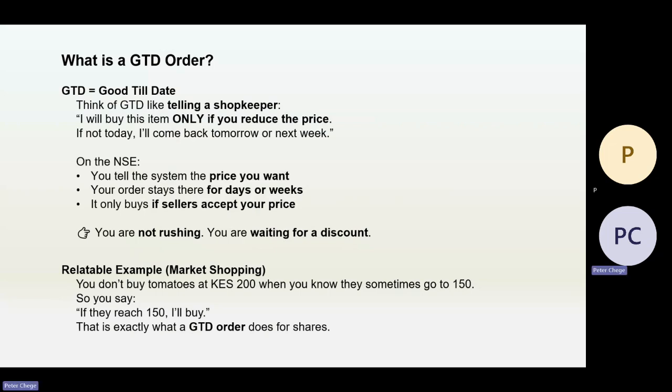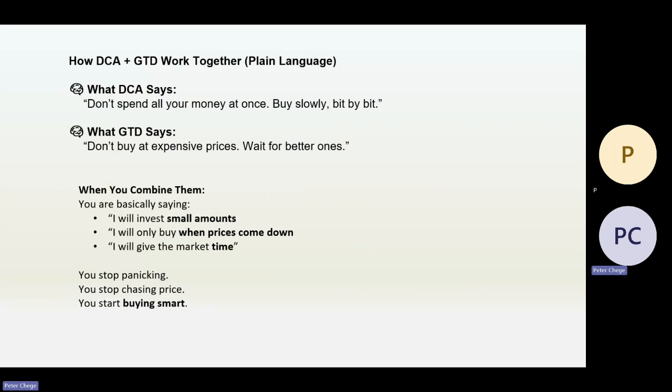So, relatable example: you want to buy tomatoes at 200, when you know they sometimes go all the way to 150. So you say, if they reach 150, I'll buy. So you keep on coming to the market, check, has it gone down? Maybe it's that season where there is low supply of tomatoes and you're seeing prices have started to fall. So you put your limit, I'll buy at 150. So when it comes to 150, then you exactly buy. That's exactly what GTD does for shares. You're putting lower prices, waiting for the prices to come down, then it executes. But this time it is the system that does it for you.